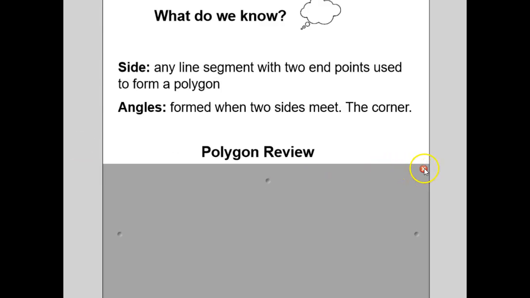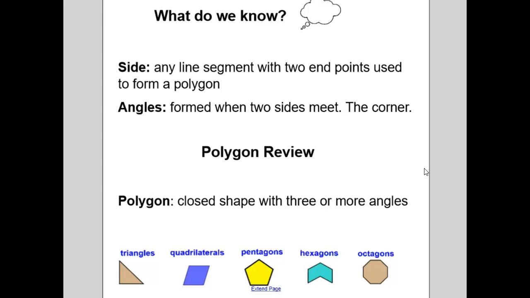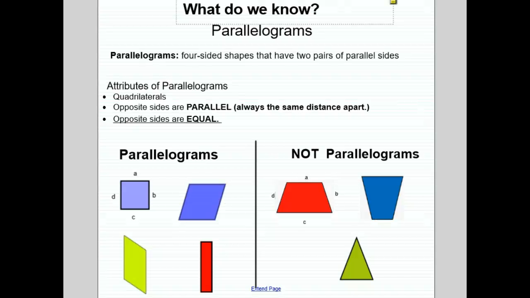Third graders, who could do this without looking at their resource? Yes, a polygon is a closed shape with 3 or more angles or corners. And third graders, you know the polygons we've learned about this unit are triangles, shapes with 3 sides, quadrilaterals, shapes with how many sides? Exactly, any 4-sided shape is classified as a quadrilateral. We know pentagons have 5 sides, hexagons have 6 sides, and octagons have 8 sides.